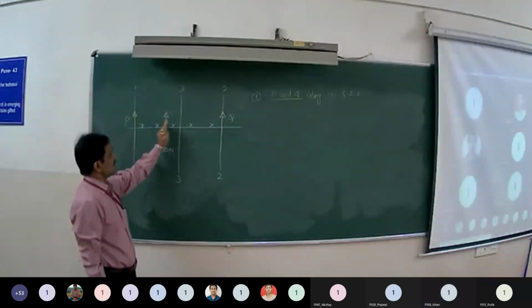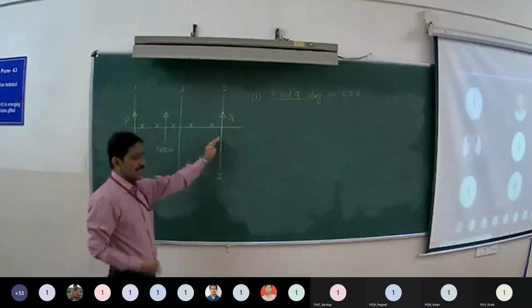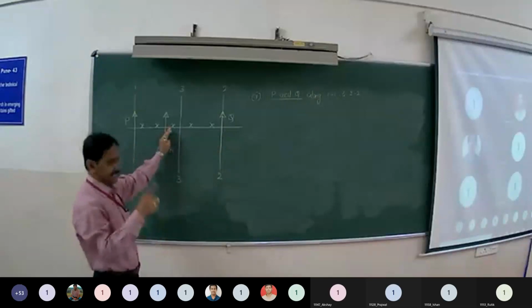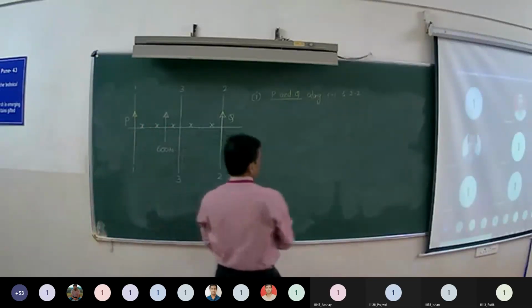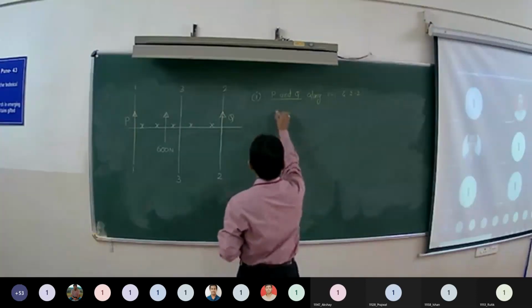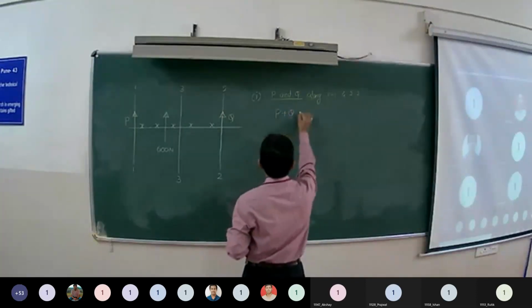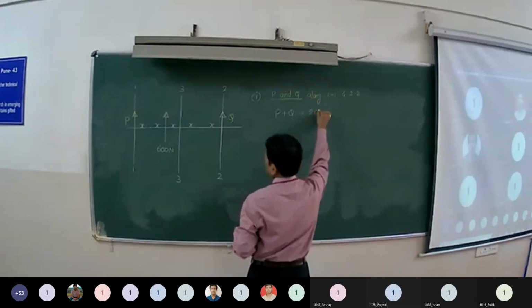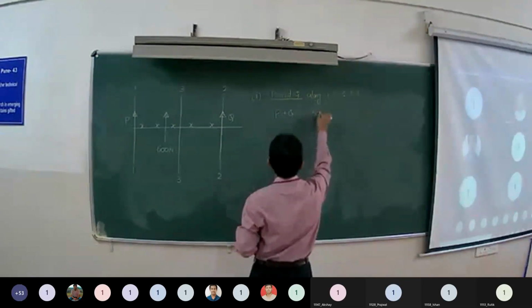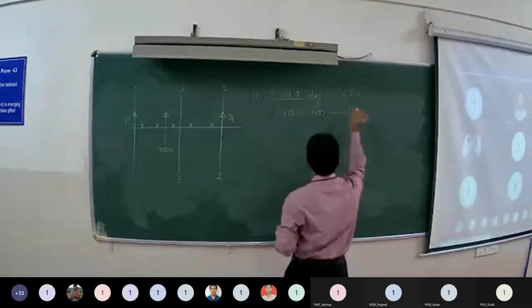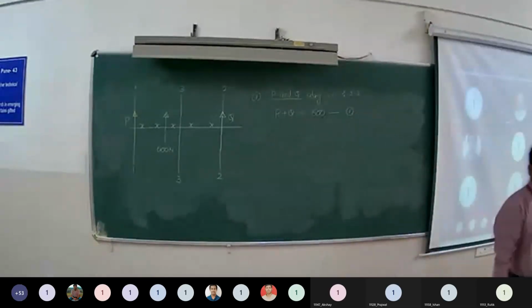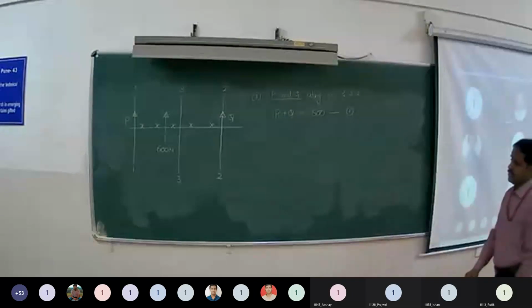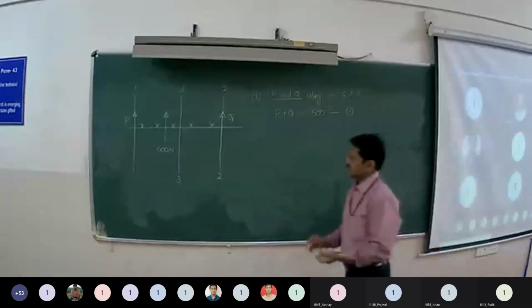Now we are resolving the 600 into two components P and Q. Other way around, the 600 is the resultant of P and Q. So I can write the equation P plus Q is equal to 600. So this is equation 1. For the second equation, use Varignon's theorem.